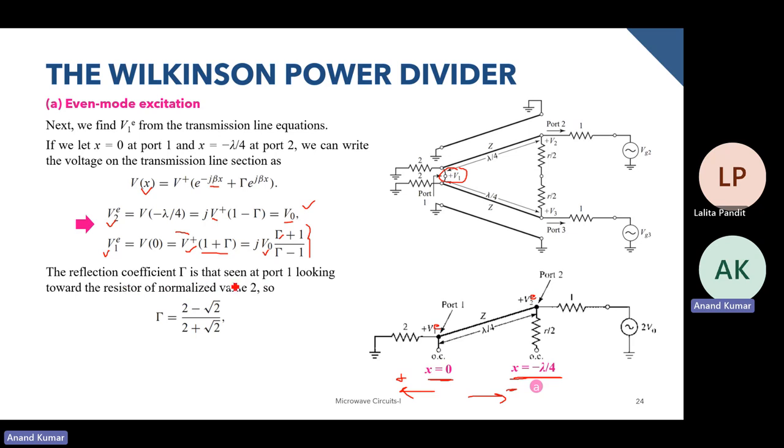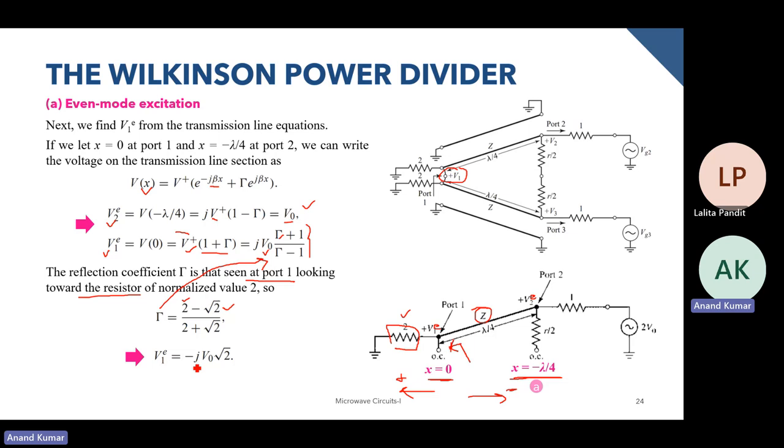So we are calculating the reflection coefficient gamma, which is seen at port 1 looking towards the resistor of normalized value 2. So this is the resistor of normalized value 2, and we have to calculate the reflection coefficient looking in this direction. So this particular Z is root 2, and this resistor is 2. So (ZL minus Z0) by (ZL plus Z0) gives us the reflection coefficient.